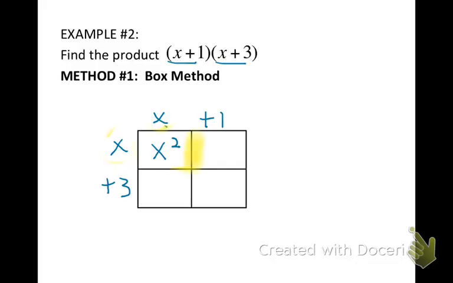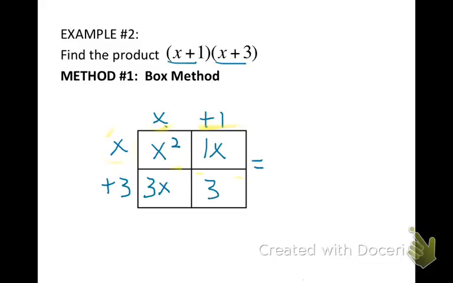Now our term here will be the product of our second column, 1, and then times x. So that will simply give us 1x. We'll move down and to the left. So x times 3 is 3x. And then over to the right, 1 times 3 is 3.